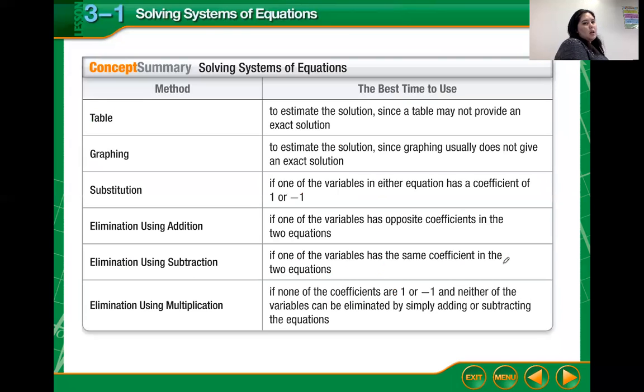So when we're taking a look at solving systems of equations, here is a table of when the best time to use each method is. Table, it's nice if you have an exact solution. This might not always work if your input's not a rational number or a whole number, depending on how you're working it out. Graphing can give an estimate. So this might be a good way to check to see where it falls. But if your answer is a decimal or a never-ending decimal, whatever it might be, this might not be the best way to go.